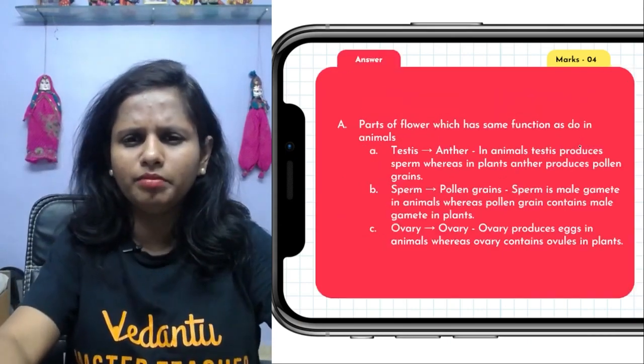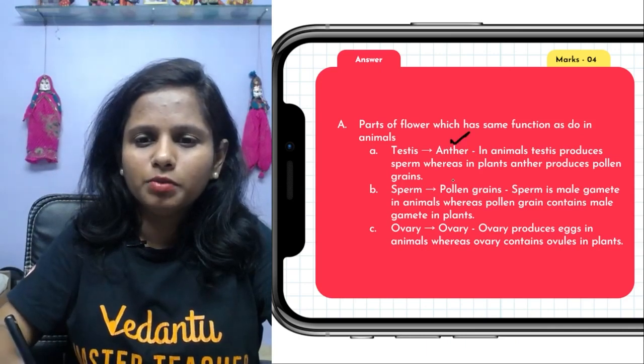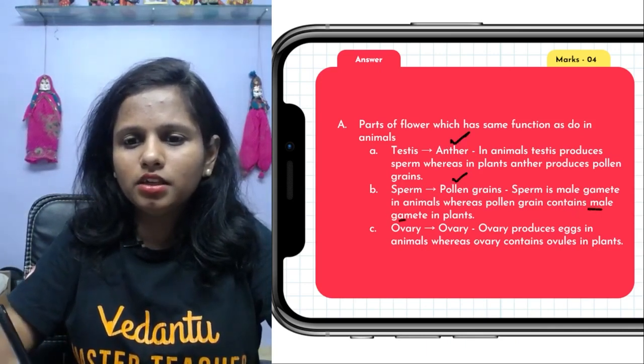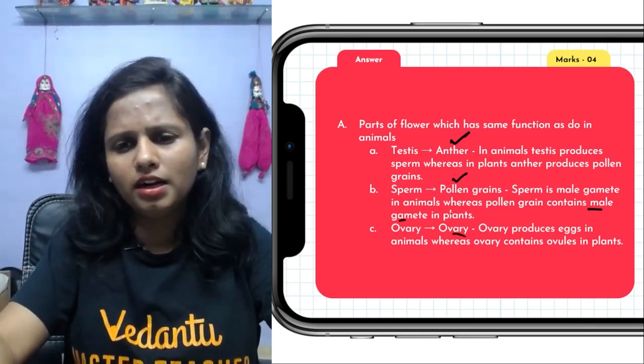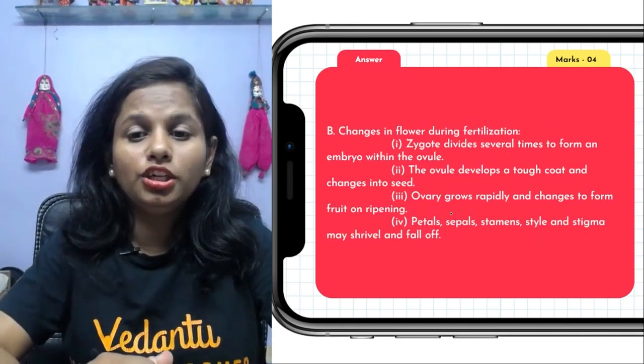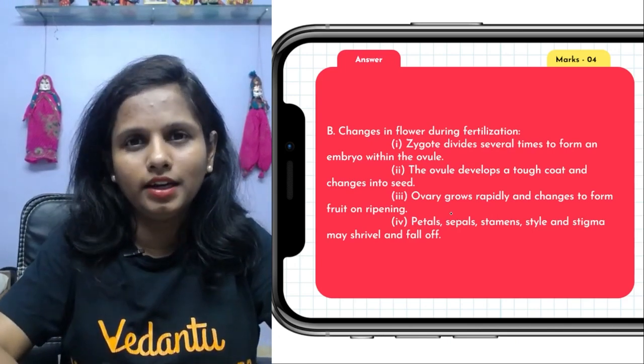So chalo, let's do one by one. This is the first one I told you: testis, anther, sperms, pollen grains, which contain 2 male gametes. Ovary, of course ovaries in plants also produce ovules, and inside the ovule there are egg cells. And then the changes occurring in a flower post fertilization.